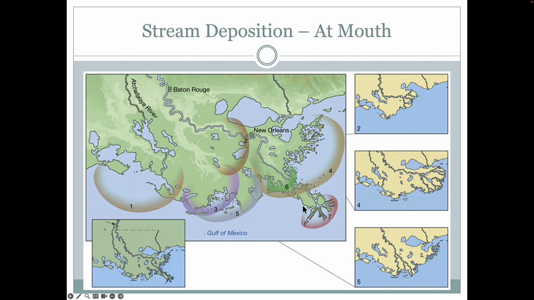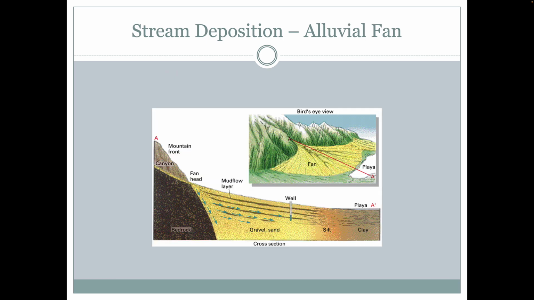New land is being built where the Mississippi River enters the Gulf, because more and more sediment is being deposited from all over the United States that's been carried by the Mississippi River to its mouth. That same idea of losing a lot of velocity as water moves out of an area is the same process by which alluvial fans are built.